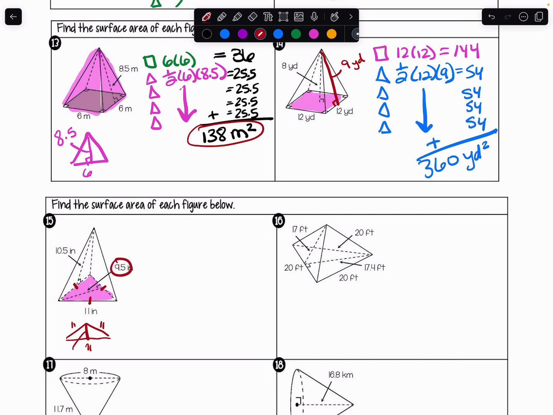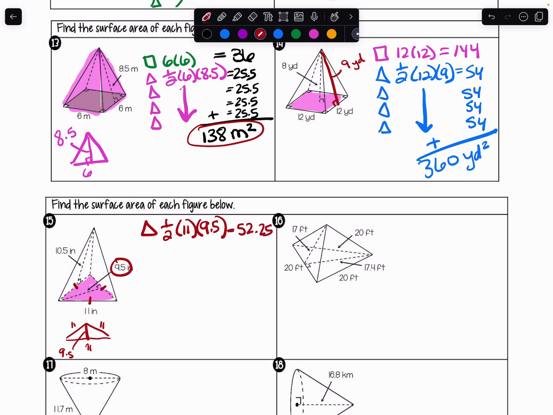So my base is a triangle that has 11 on each side, and the height is shown right here of 9.5. So for the triangular base, it's half of 11, which is the base, times 9.5, which is the height. So I'm going to do 0.5 times 11 times 9.5 for the area of that base triangle.